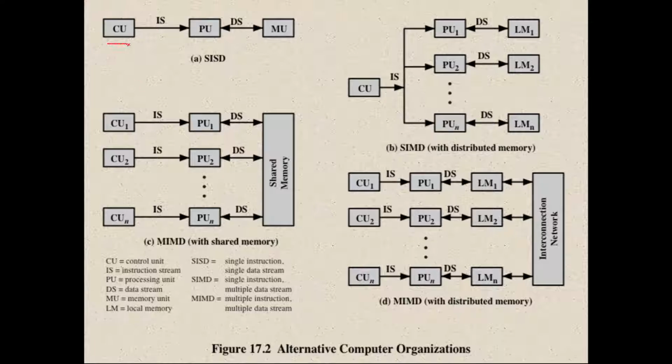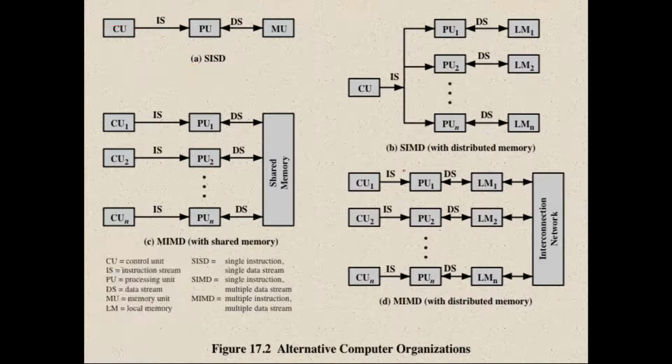CU represents the control unit. The control unit is the one which provides the instruction. IS represents the instruction stream. It provides the instruction stream to the processing unit. The processing unit takes the instruction from the control unit, fetches the data from the memory unit, and performs the job. Finally, it may write the result also to the memory unit. This is a normal SISD, or like a normal uniprocessor system. So this is how SISD works.